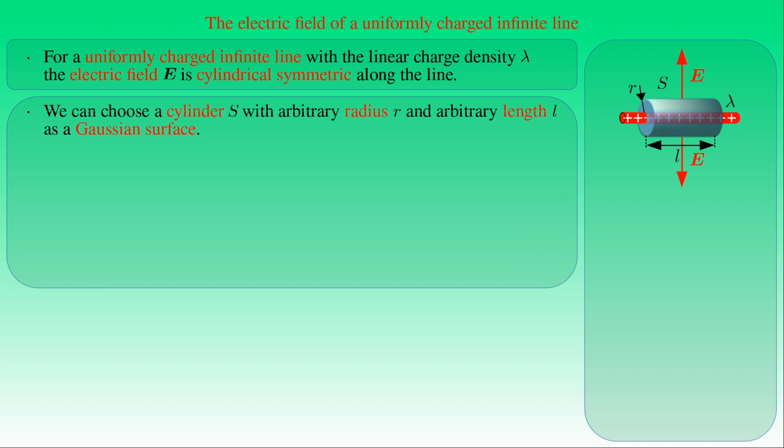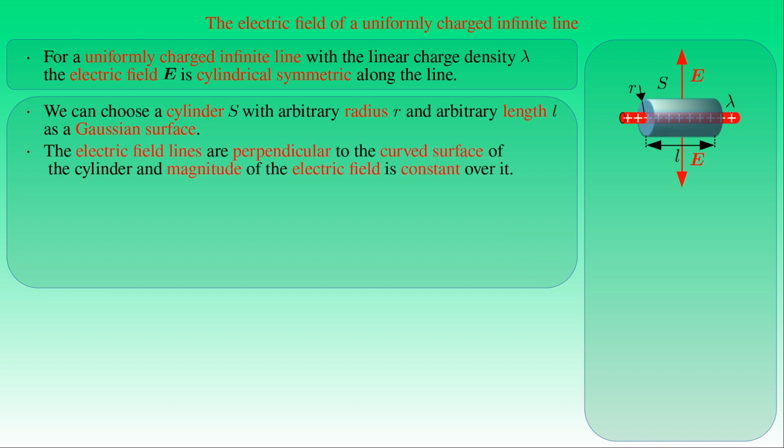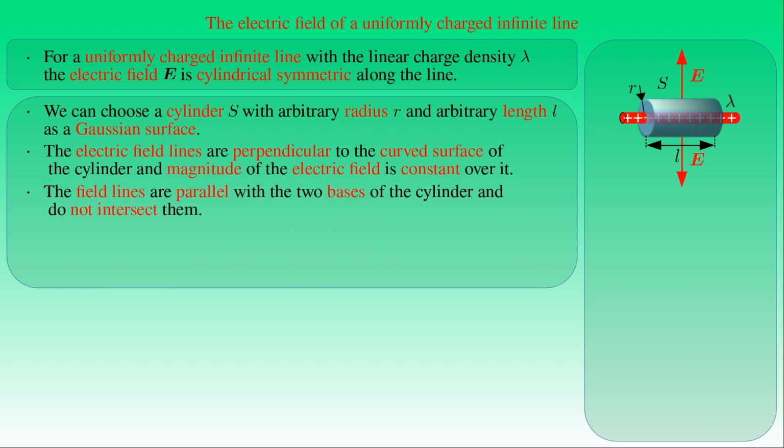For such a choice, the electric field lines are perpendicular to the curved surface of the cylinder and the magnitude of the electric field is constant over the surface. At the same time, the field lines are parallel with the two bases of the cylinder and do not intersect them. The electric flux through the cylinder is given by the surface integral of the electric field over the cylinder, which can be split into the integrals over the three parts of the cylinder, the curved surface and the two bases. Since the field lines do not intersect the bases, the flux through them vanishes.